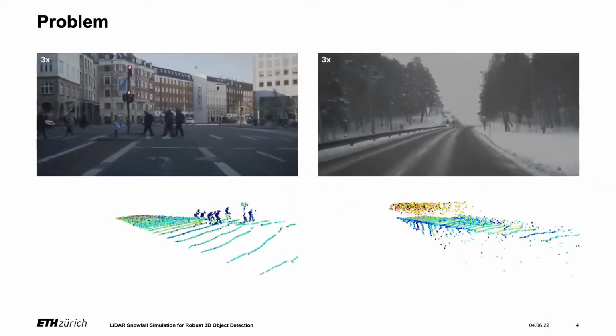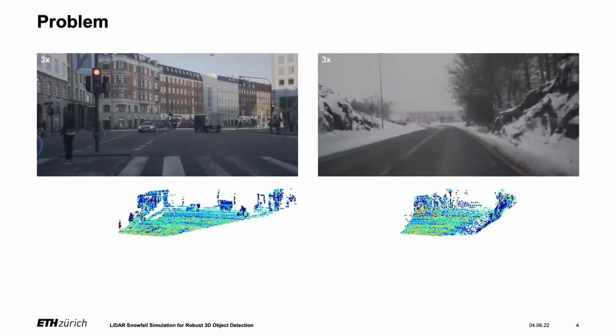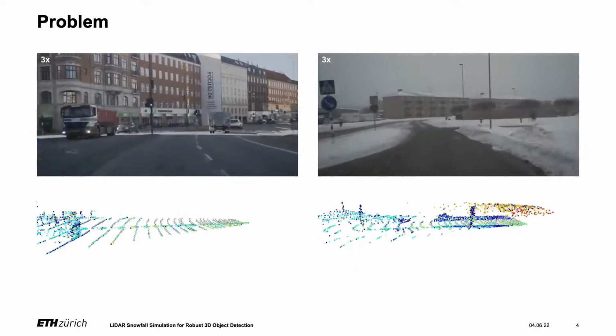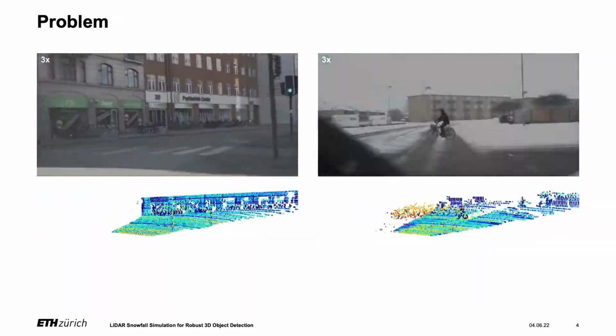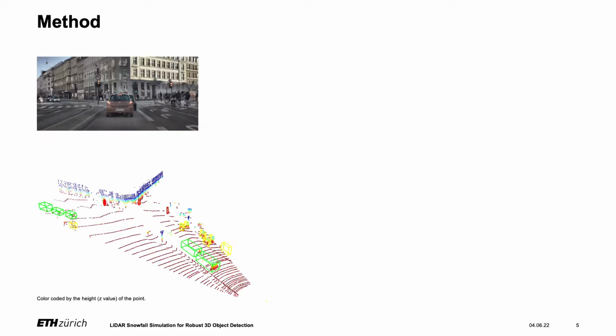Here we see two recordings side by side. On the left hand side is a recording in clear weather. On the right hand side, a recording in snowfall. As we can see on the bottom right, the problem with snowfall is that the snowflakes produce unwanted noise in the LiDAR point cloud. The collection and annotation of snowfall data is time consuming and hard.